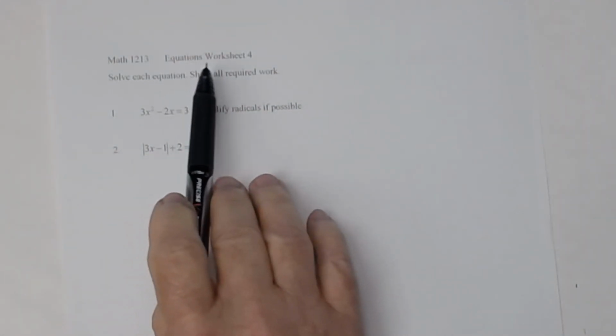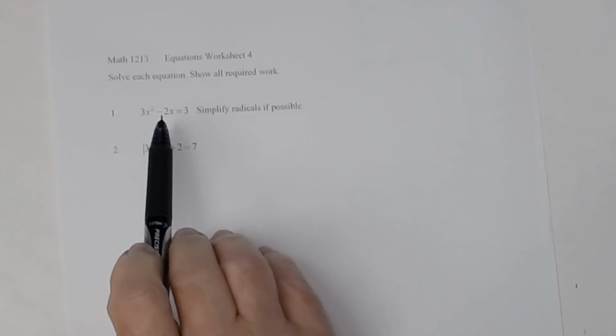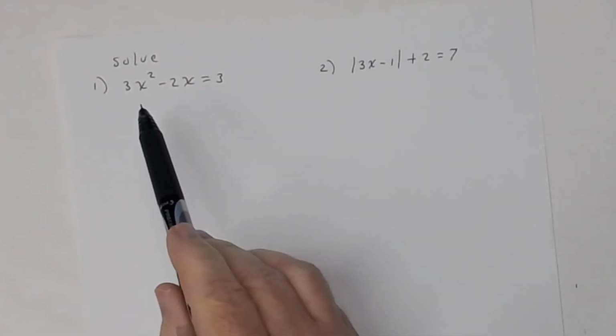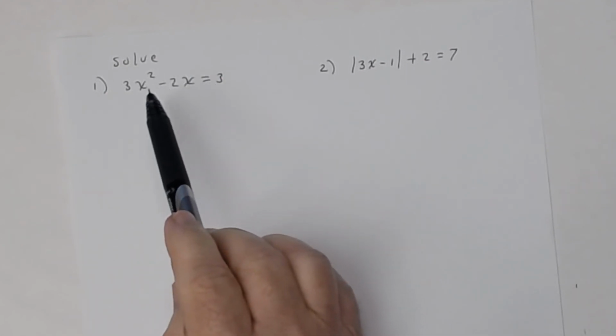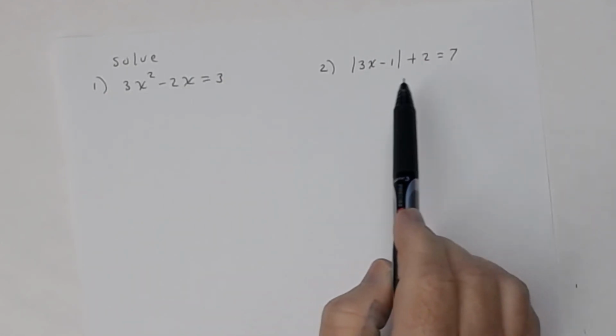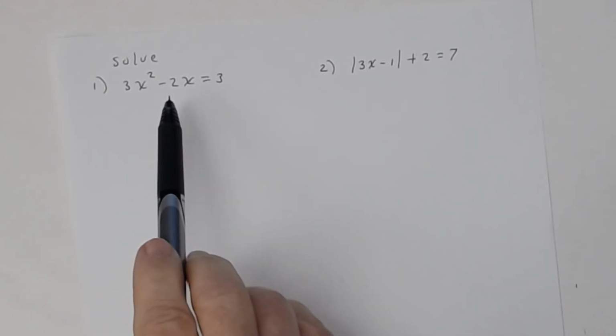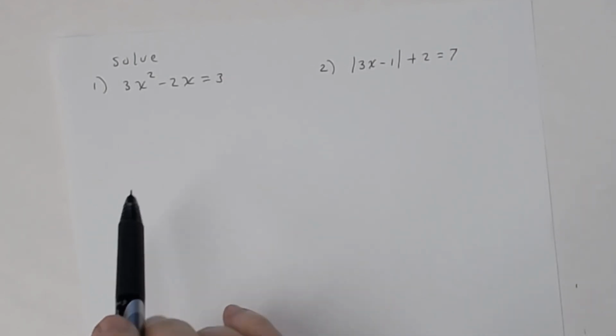All right, so this is the key to equations worksheet 4. And so we had these two equations, and then I went ahead and wrote them here. So we have this quadratic equation that we want to solve, and we have also this absolute value equation we want to solve. So let's go ahead and start with the quadratic equation.